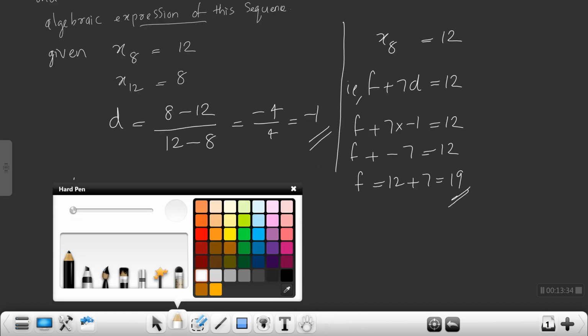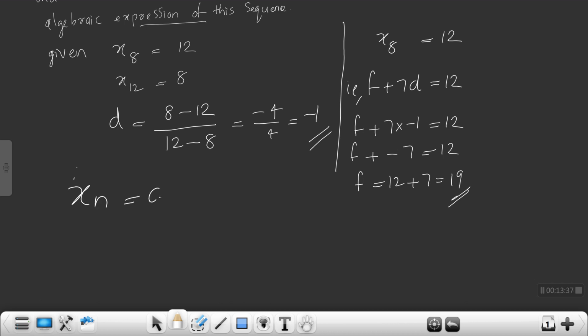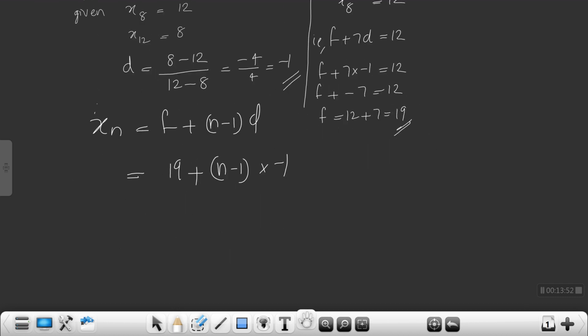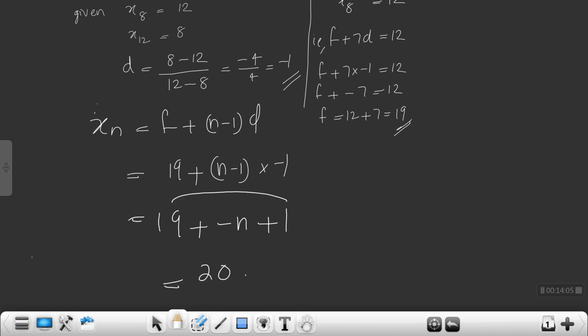Then the algebraic expression of this sequence, xn, is equal to f plus (n minus 1) into d. That is equal to 19 plus (n minus 1) into minus 1. That is equal to 19 plus n into minus 1 minus 1 into minus 1, which is plus 1. 19 plus 1 is equal to 20. That is, 20 minus n is the algebraic expression of this sequence.